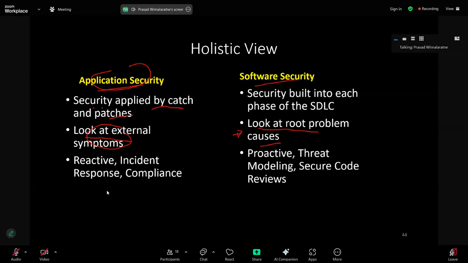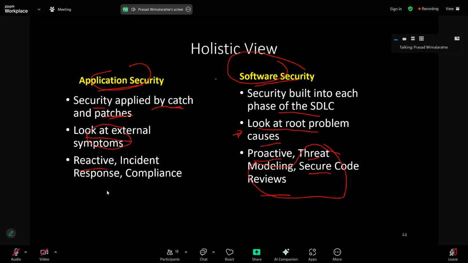So on the left-hand side, application security, we said, is a build and patch or catch and patch kind of approach. But security built into each phase of the life cycle is what you do with software security. Build security in. In simple words, security throughout the life cycle. So the first one is a reactive approach, because when things happen, we try to respond. On the other hand, software security, or build security in, is a proactive approach, because we do modeling and code reviews, likewise, to identify potential root causes and then address them early in the life cycle.